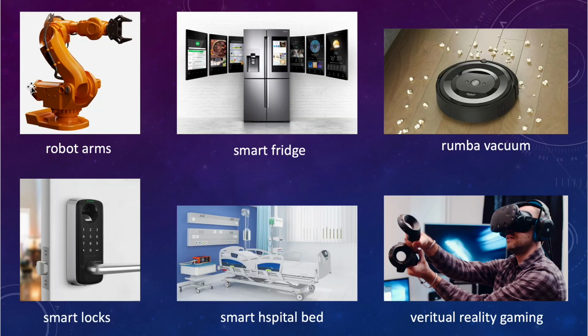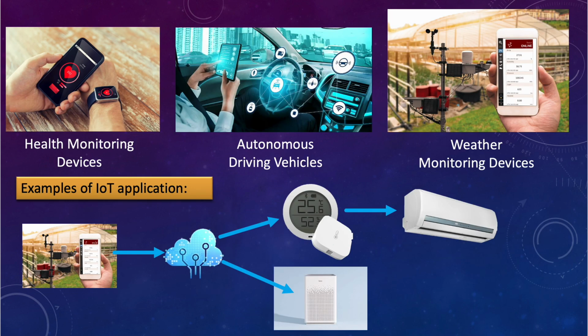We talked about industrial IoT devices like the robotic arm, in the medical industry, smart hospital beds, in the gaming industry, virtual reality. Smart homes include smart fridge, Roomba vacuums, and of course in any industry, at any level, in any domain, you can use smart locks. Then again, health monitoring, autonomous driving, weather monitoring. We talked about all those devices which are there.